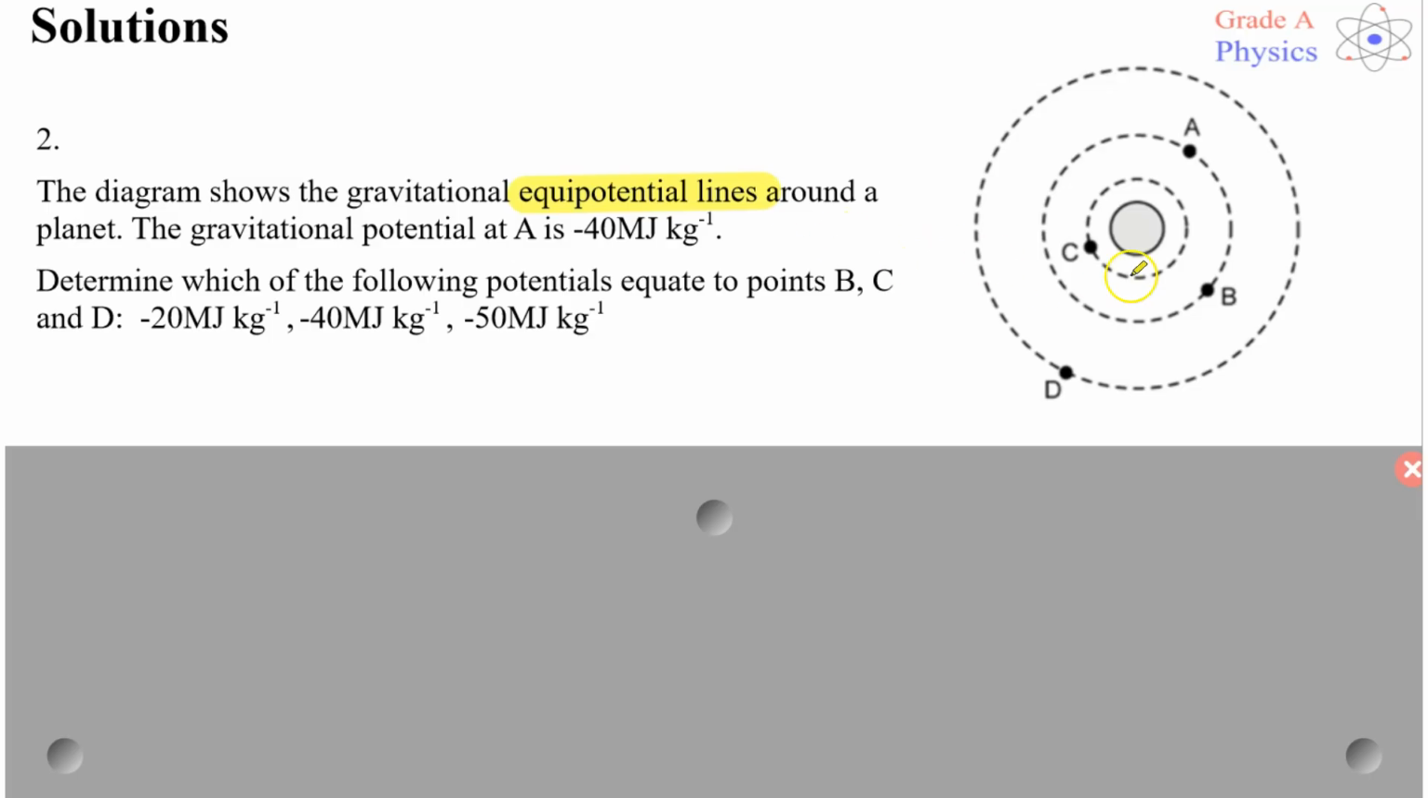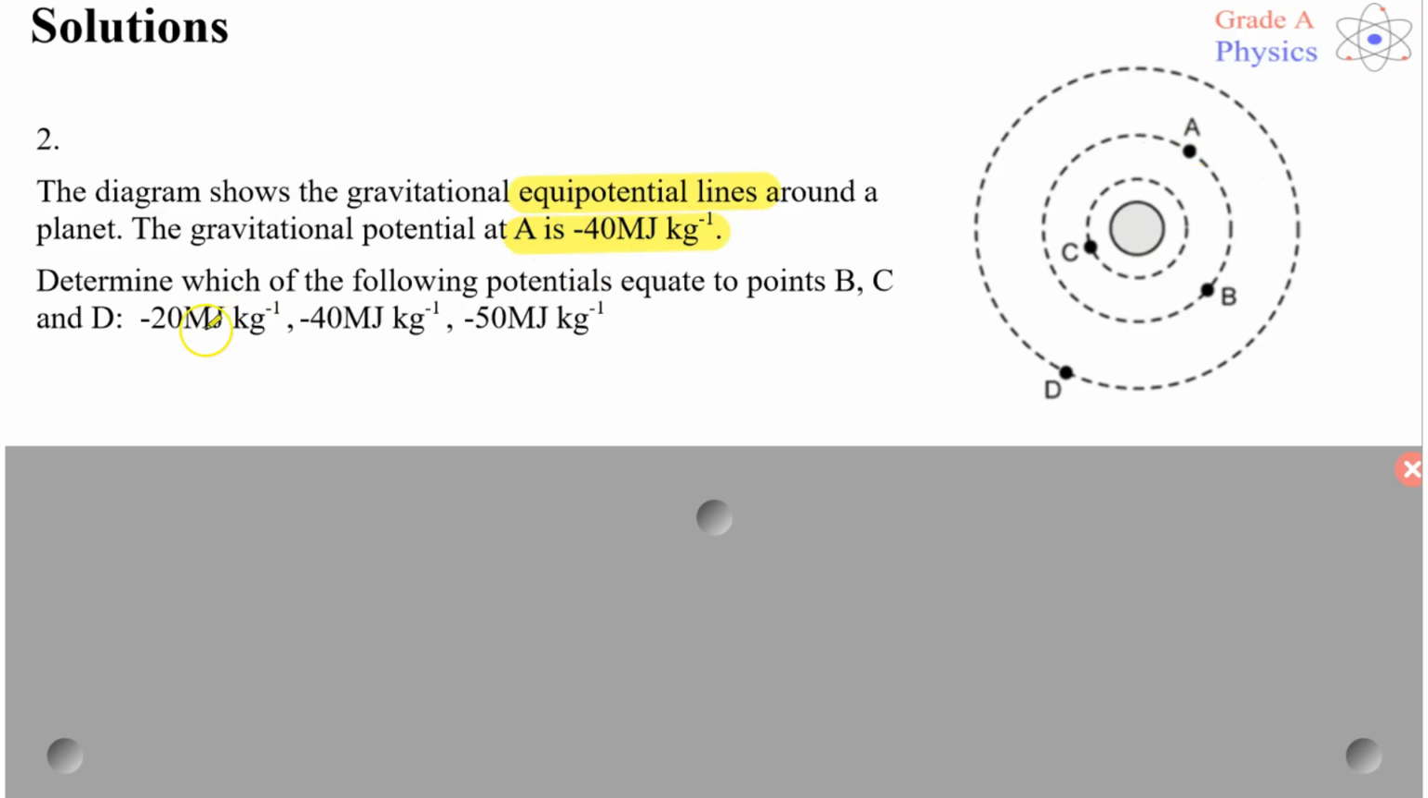So an equipotential line is a line. Remember, this is a 2D representation of a 3-dimensional situation. So it's a space or an area, the shell of a sphere, where all the potential, the gravitational potential, is the same. So we're told A is minus 40. We've got this negative.